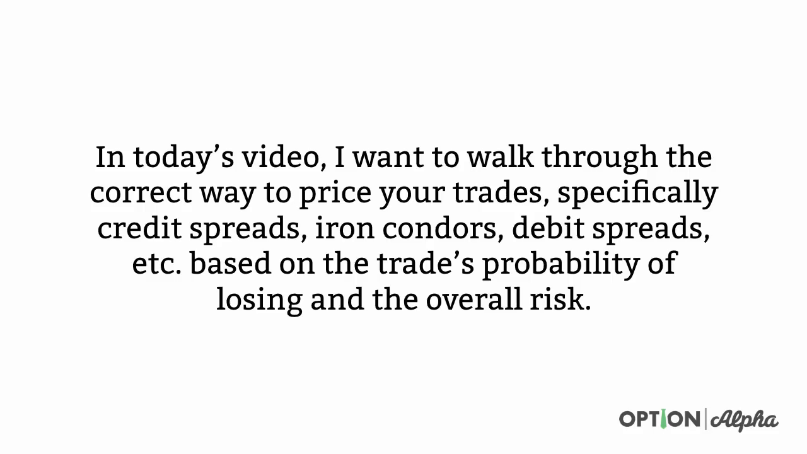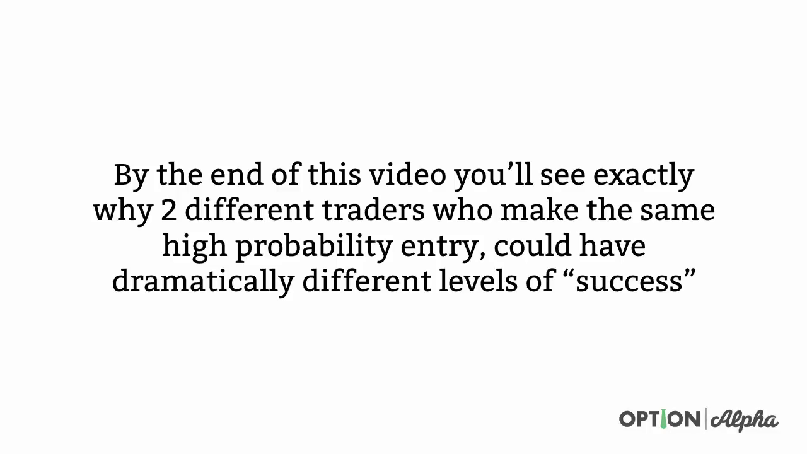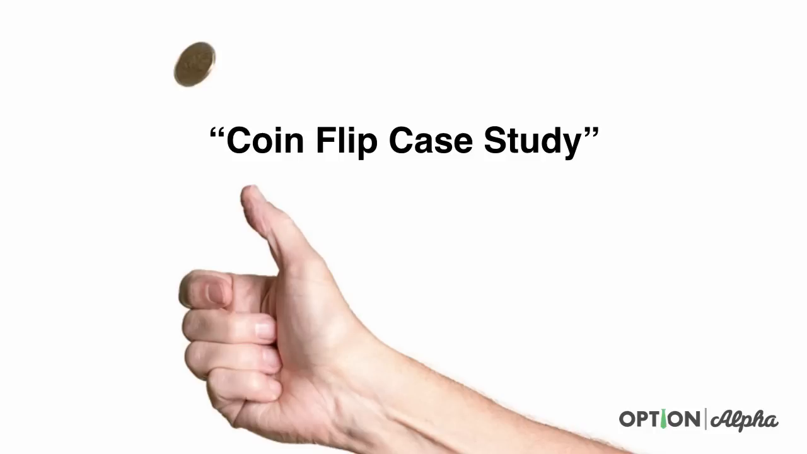Now in today's video, I want to walk through the correct way to price your trades, specifically credit spreads, iron condors, and debit spreads, based on the trade's probability of losing and the overall risk. By the end of this video, you'll see exactly why two different traders who make the same high probability trade entry could have dramatically different levels of success, and it all comes down to, again, option pricing and correctly pricing these trades.